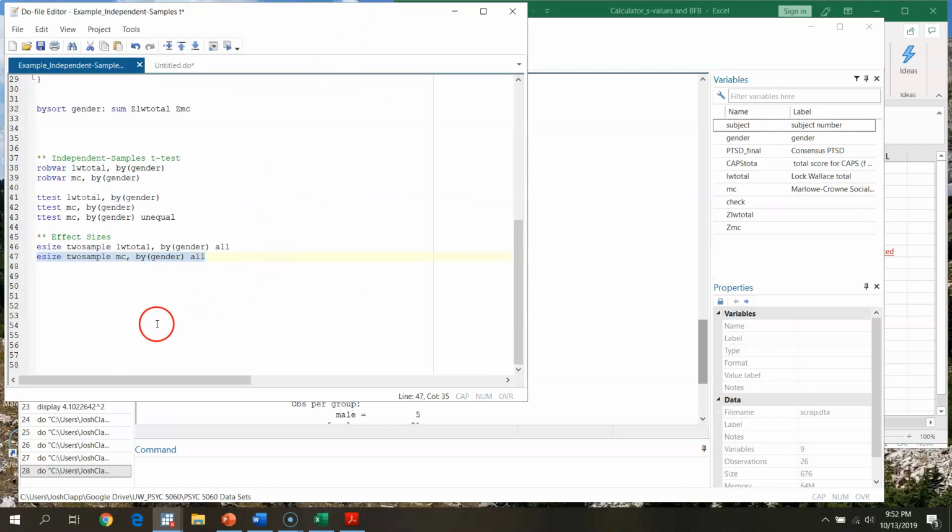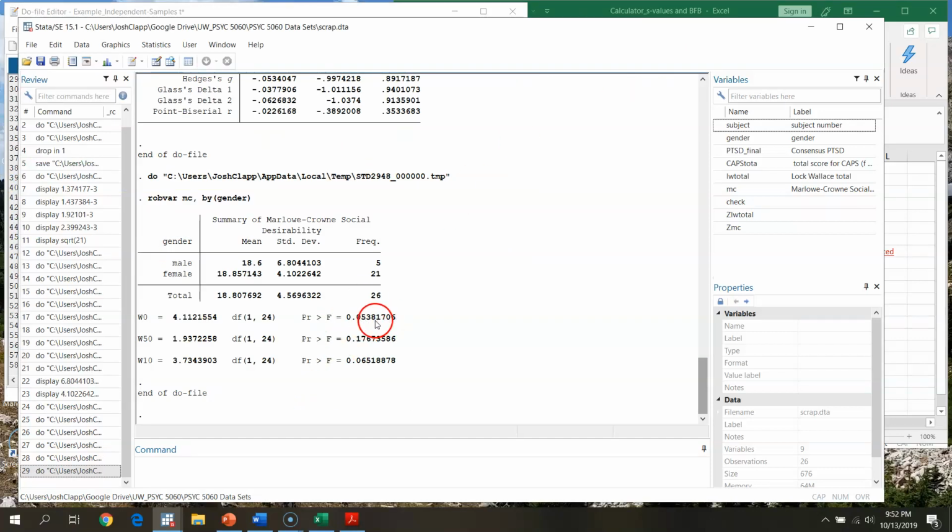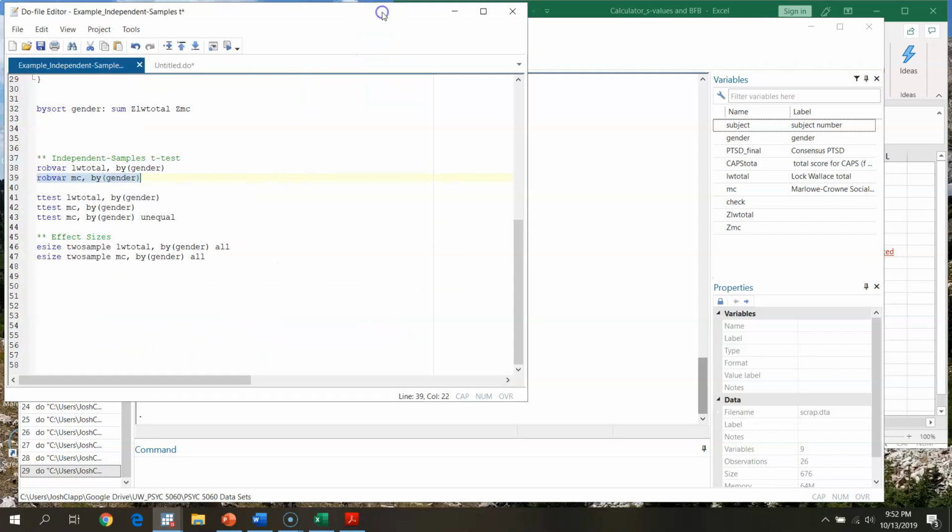Okay. Now, the other thing we could do, again, remember, our homogeneity of variance test is sort of marginal, right? We're right here. It looks like we might have a violation. So we might want to ask ourselves, what happens if we assume unequal variances across Marlowe-Crown social desirability scores across men and women? We can easily test this in Stata. In SPSS, this is equivalent to your row of tests that says equal variance not assumed.